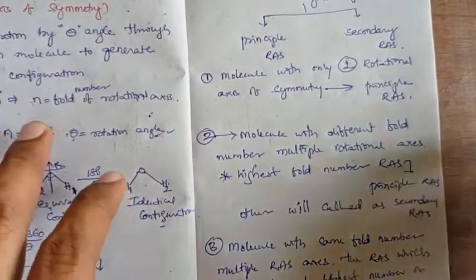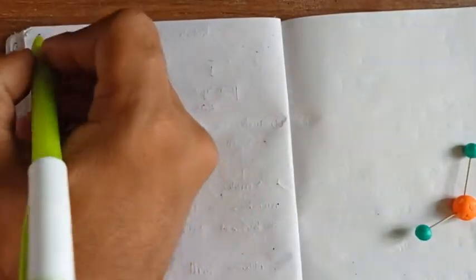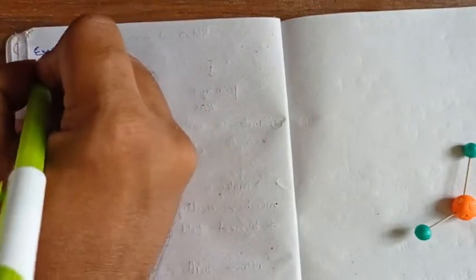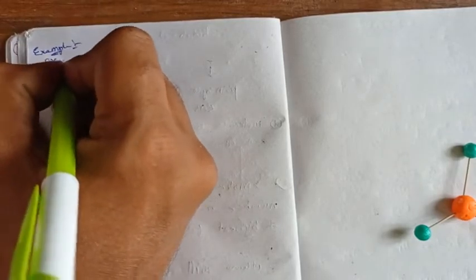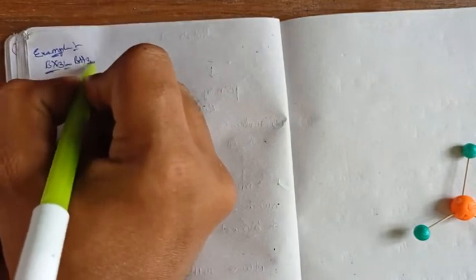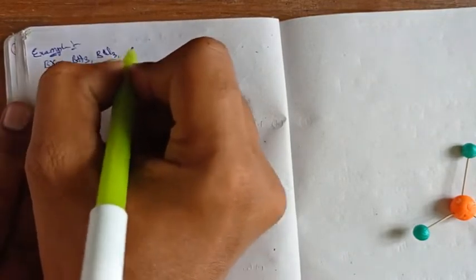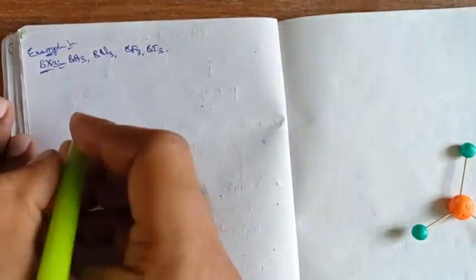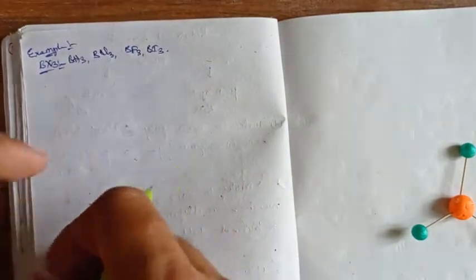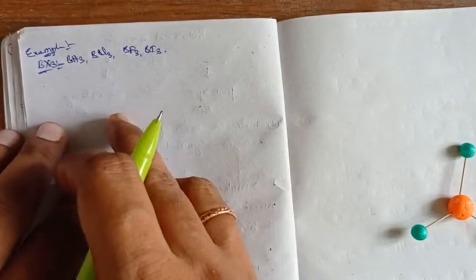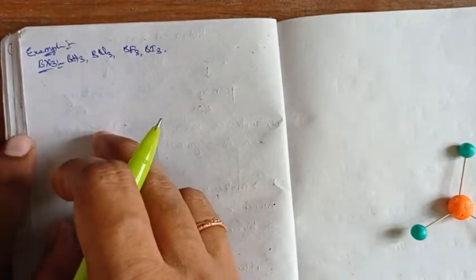Coming to the second point, here we will consider an example of boron trihalide. It may be a trihydride, trichloride, trifluoride, anything, triiodide, right? Like that, any of such will be a molecule with multiple rotational axes, where it has rotational axes of different fold numbers, right? Let us observe.